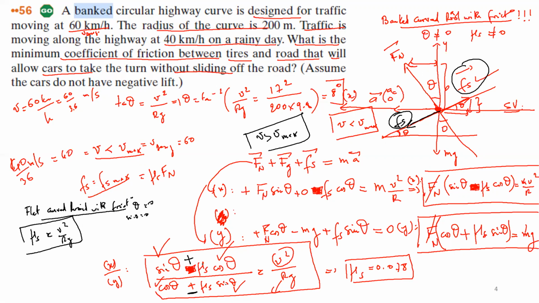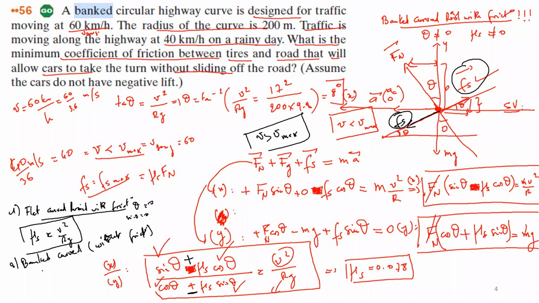Because actually, when I'm on a flat road, the frictional force is toward the centripetal force. So you will have mu s is v square over rg, as we already demonstrated. Now, what is the second case? The second case was a banked curve, now without friction.